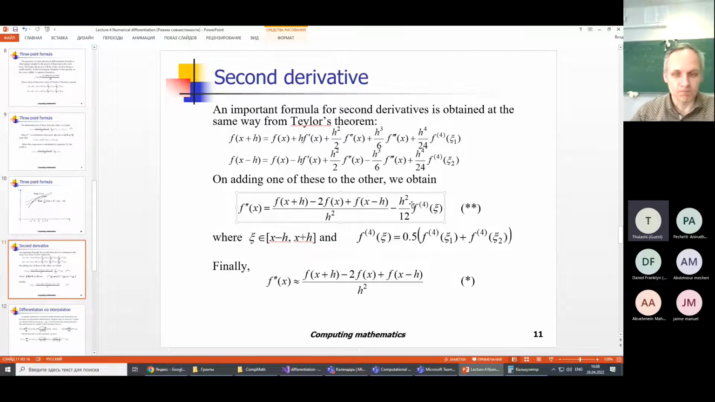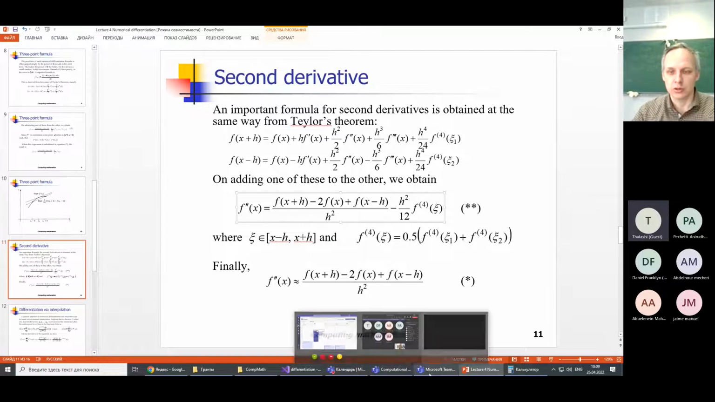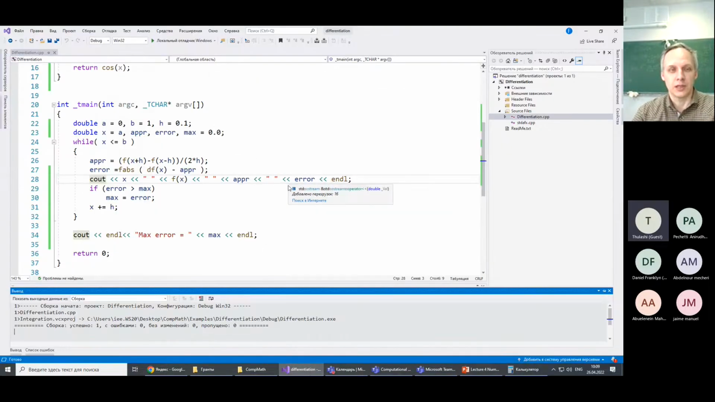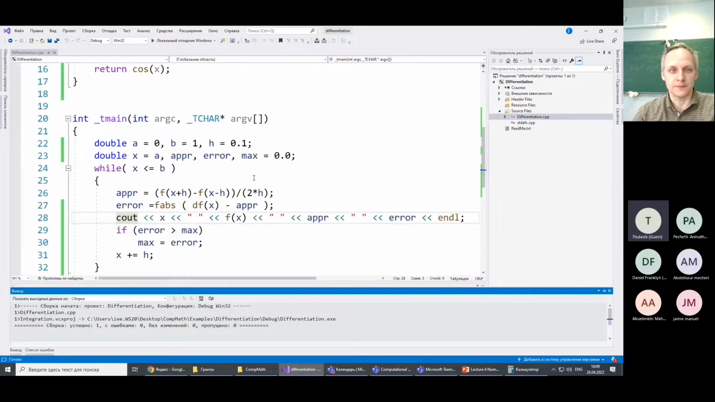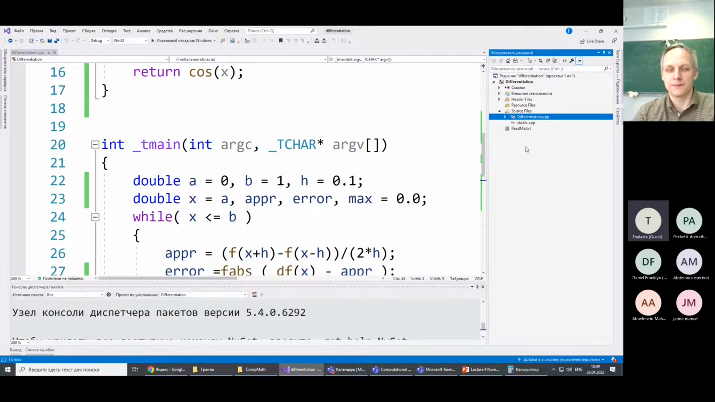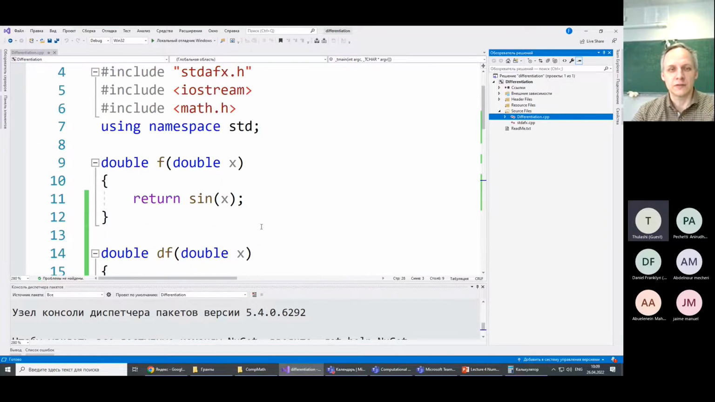Well, now I want to show you how these formulas can be applied on computers. Because you apply this formula using pen and paper, let's consider how it can be used on a computer. I write a very simple program that computes the derivative of some function.